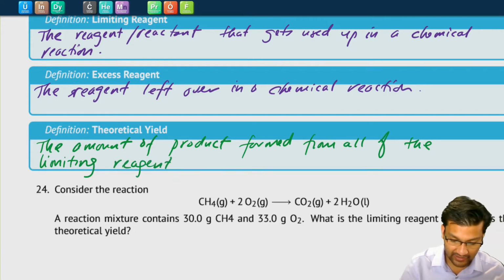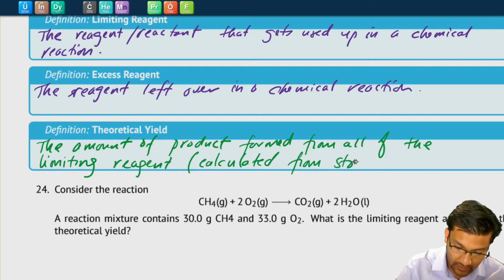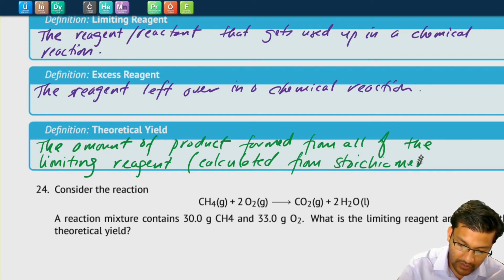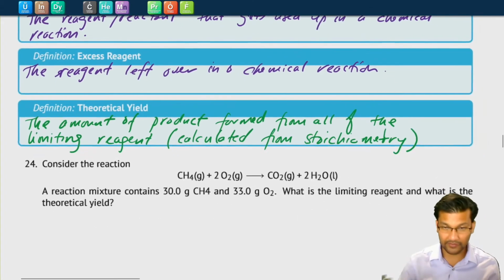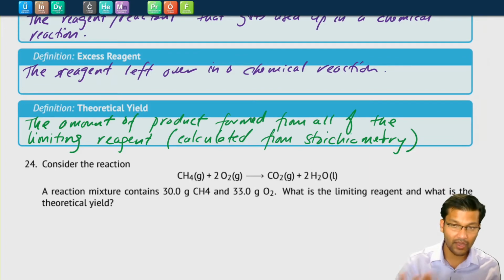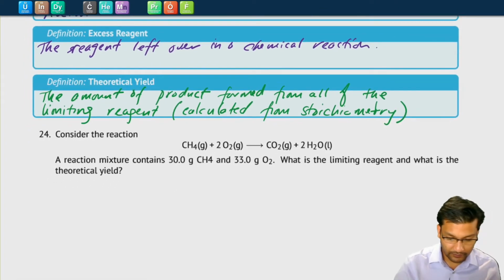And usually you'll calculate this from stoichiometry. That's why it's called theoretical yield. Theoretically, if you used up all of your limiting reagent, how much product can you have? You'll figure that out through calculation. Let's look at some examples. Let's look at number 24.